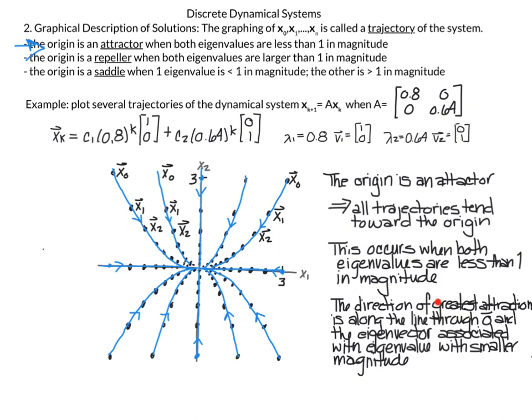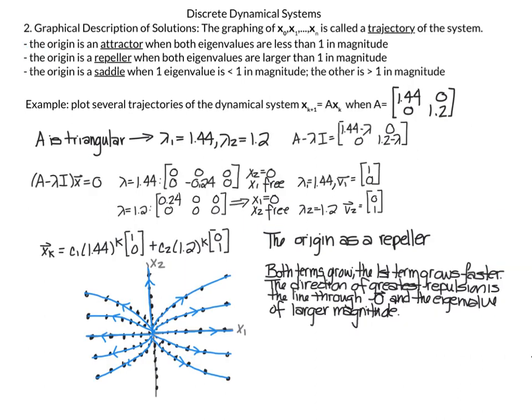The direction of the greatest attraction is along the line through 0 and the eigenvector associated with the eigenvalue with smaller magnitude. So our smaller magnitude eigenvalue is 0.64. So the direction of greatest attraction is along this eigenvector 0, 1. So 0, 1 in the y direction. So here will be our greatest attraction.